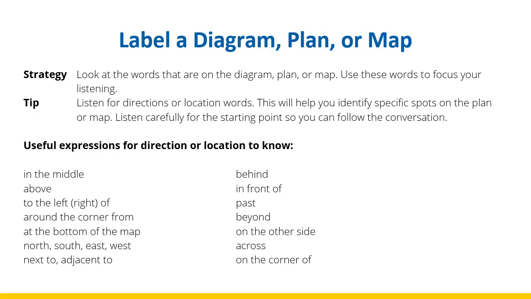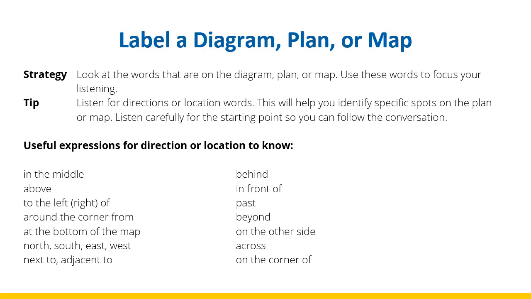And now we are going to review how to label a diagram, plan, or map. Remember, when you're completing this type of task, you need to look at the words that are on the diagram, plan, or map. These types of words will help you focus your attention while listening. And that's very important while you're listening to this type of task. You should pay attention to direction words or location words. They will help you identify specific spots on the plan or map.